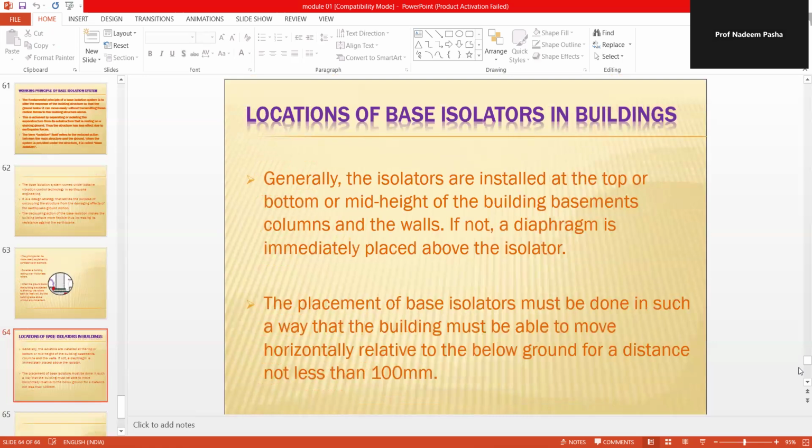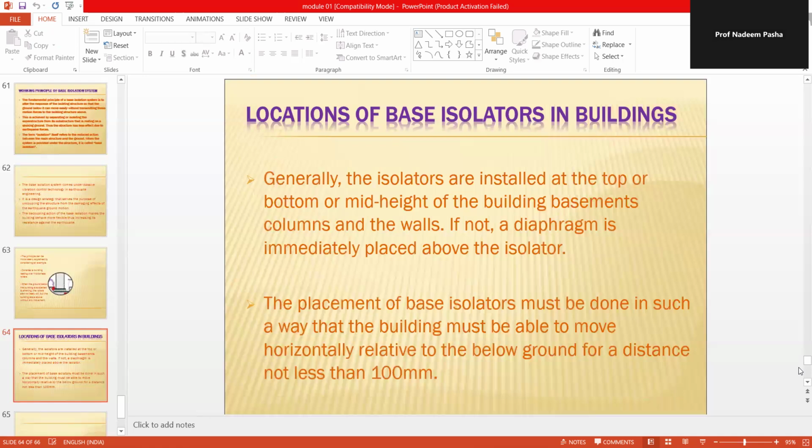Now comes the question of where to locate these base isolators. Locations of base isolators in buildings: generally, the isolators are installed at the top, bottom or mid height of the building, in basements, columns, and walls. If not, a diaphragm is immediately placed above the isolator.